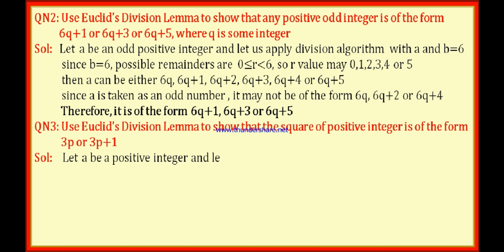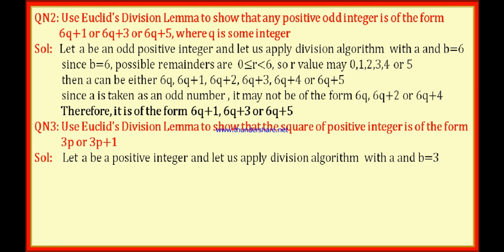Here is the solution. Again, let A be a positive integer and let us apply the division algorithm with A. Here you have to prove that A is equal to either 3p or 3p plus 1, which is in the form of BQ plus R. 3p plus 1 is A, which is BQ plus R, and 3p is A, which is in the form of BQ plus R. Therefore, B is equal to 3.